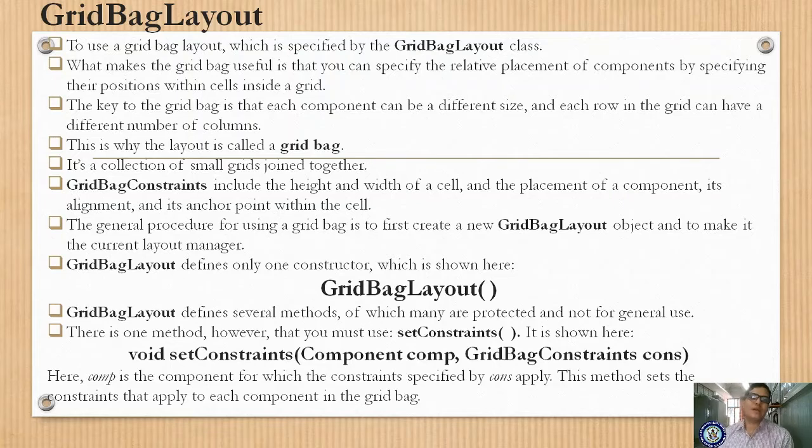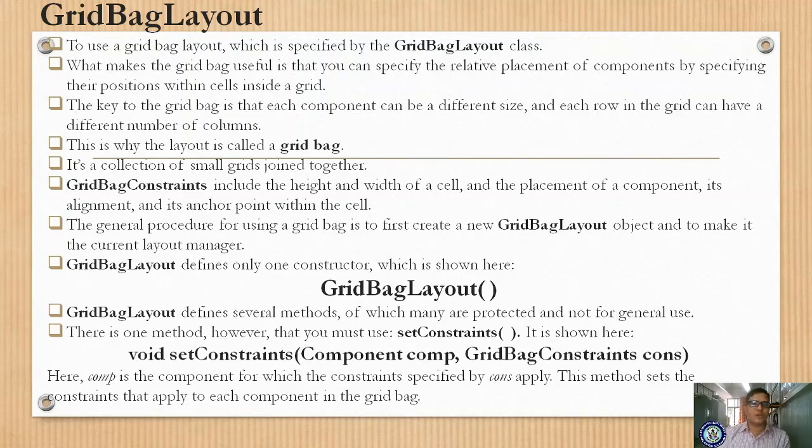To use the grid bag layout, which is specified by the GridBagLayout class, we have to use the GridBagLayout class. What makes the grid bag useful is that you can specify the relative placement of components by specifying their positions within cells inside a grid. So by using this grid bag, it will be useful for the relative placement of a component. Whatever controls you are using, you can specify the spaces between the components, the controls.